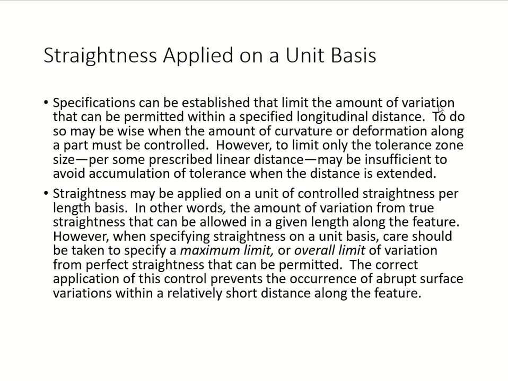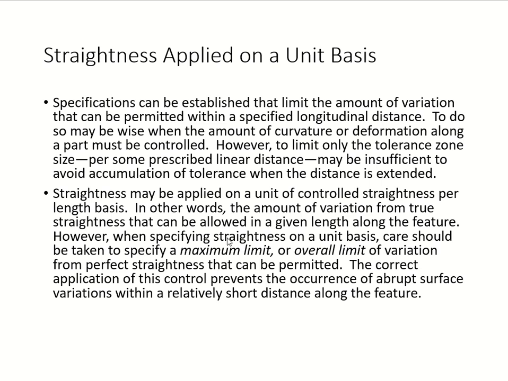Because here you're dealing with straightness, so we are dealing with the longitudinal distance, your lines. We definitely need to control the curvature and deformation, but that's against the straightness. So if you just limit the tolerance zone size, every time your distance is extended you have an accumulation of tolerance, and you still need to account for that. So straightness, you will apply on a unit basis. Unit basis means a unit of control of straightness per length basis.